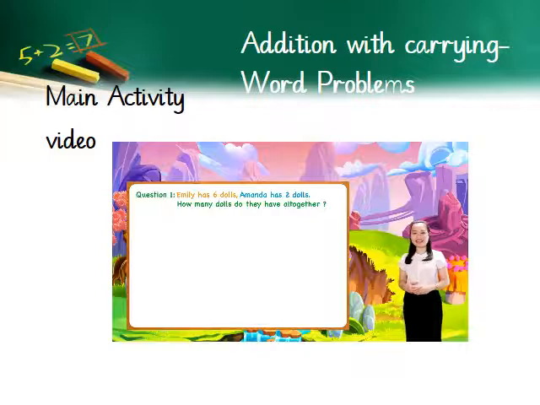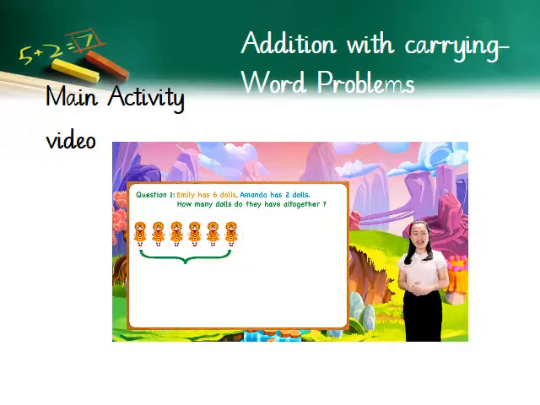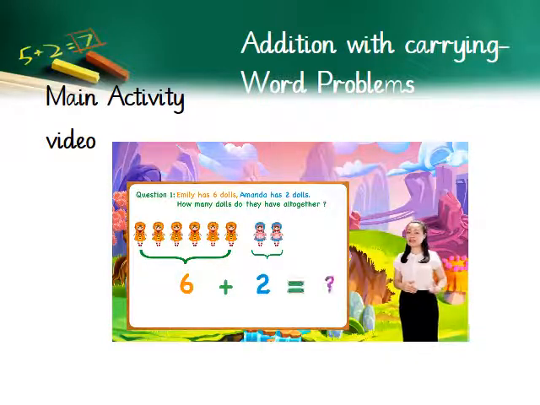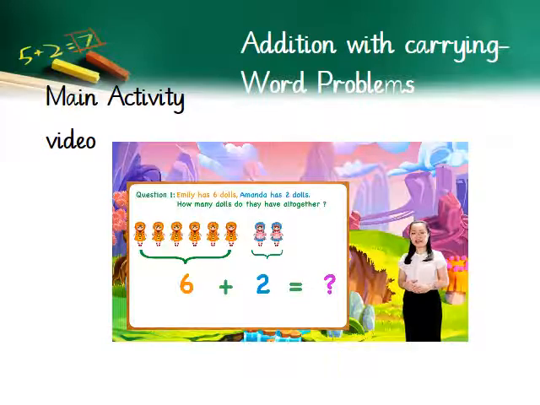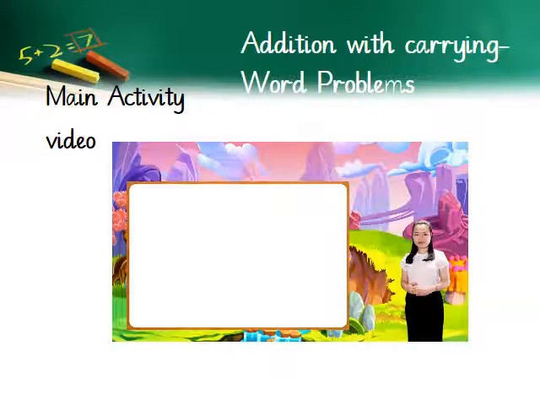Let's find the answer together. Emily has 6 dolls. Amanda has 2 dolls. We add 6 and 2 to find the number of dolls they have altogether. So, 6 plus 2 equals 8. We conclude Emily and Amanda have 8 dolls altogether.